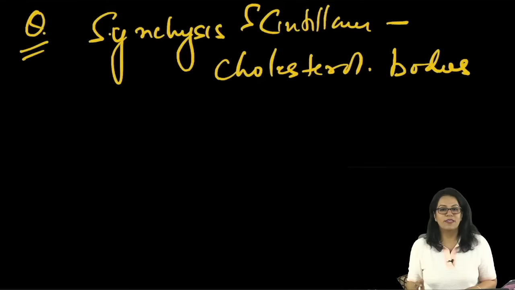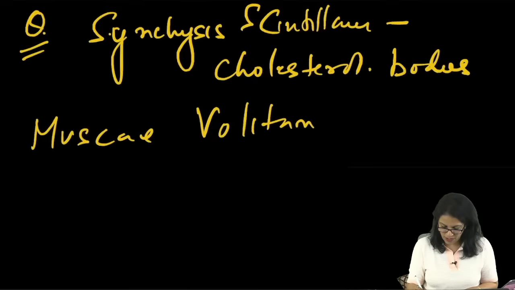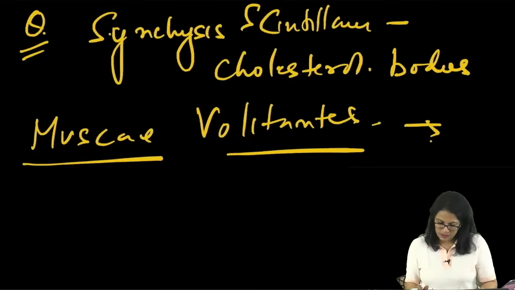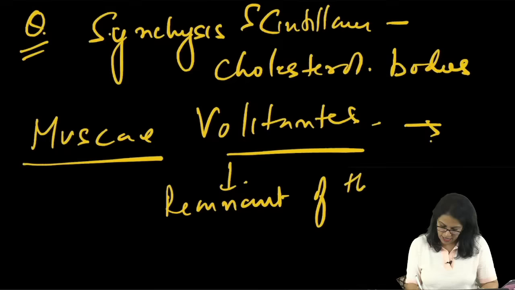Can you all tell me what are muscae volitantes, all of you? Muscae volitantes. Tell me this, then we go to the next point. What are muscae volitantes? These are again remnant of hyaloid tissue. Okay? They are remnant. What is hyaloid tissue? Primary vitreous. So it is remnant of hyaloid tissue.